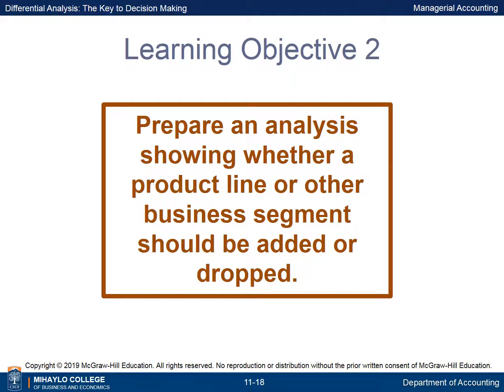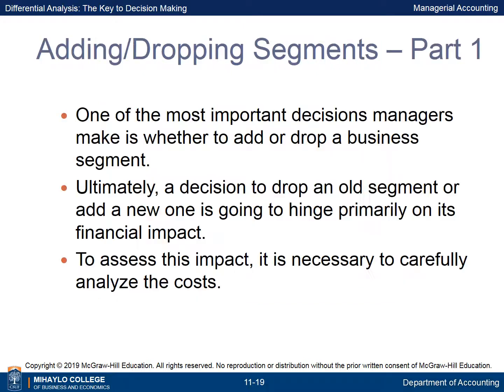Learning Objective 2 is to prepare an analysis showing whether a product line or other business segment should be added or dropped. One of the most important decisions managers make is whether to add or drop a business segment. Ultimately, a decision to drop an old segment or add a new one is going to hinge primarily on its financial impact. To assess this impact, it is necessary to carefully analyze the costs.